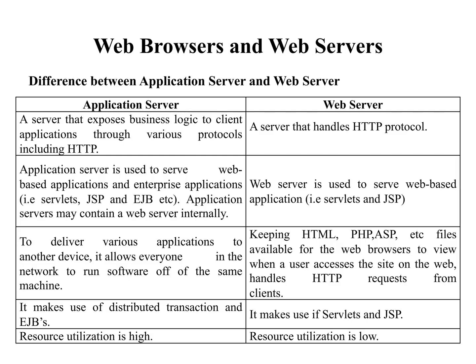But in the web server, it keeps HTML, PHP, ASP, etc. files available for the web browser, users access sites on the web, and it handles HTTP requests from clients. The application server makes use of distributed transactions and EJB. Web server makes use of servlet and JSP only. Here the application server's resource utilization is high. Web server resource utilization is low. This is the difference between application server and web server.